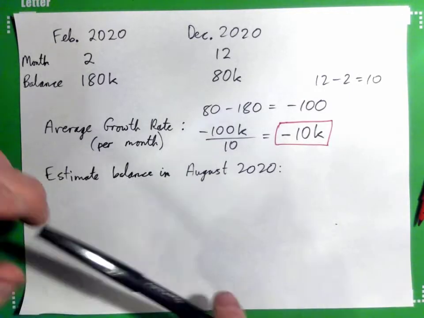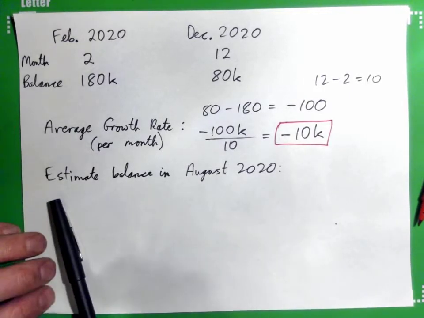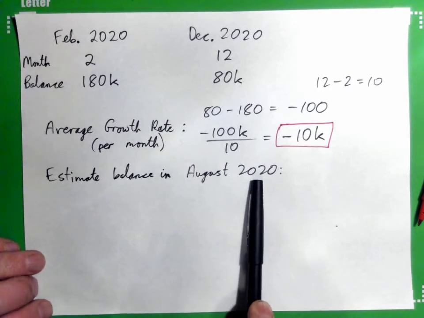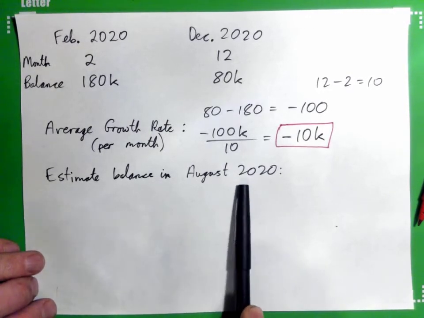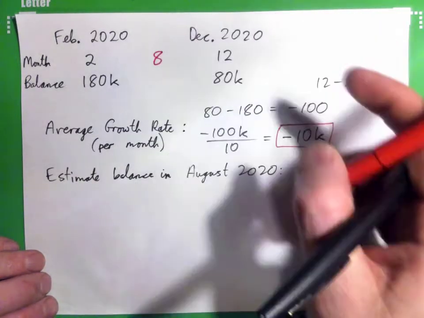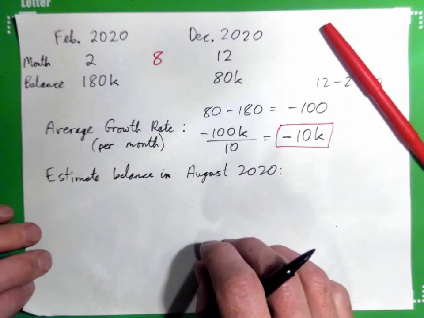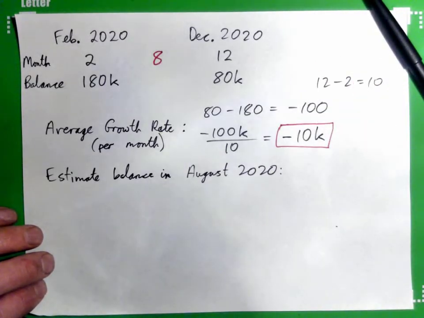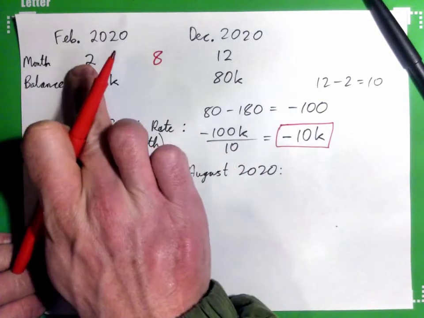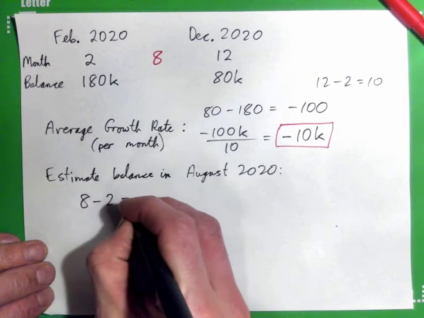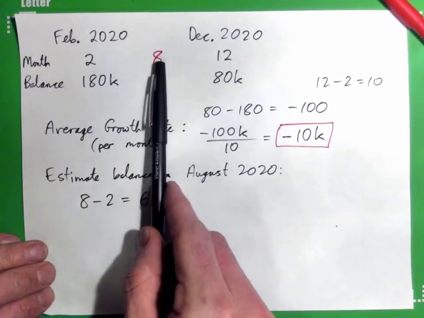So next thing I want you to do is press pause on the video and try to estimate the balance in August of 2020. Well, August is the 8th month of the year, okay? Press pause and try to do it. I'll go over it now though, in case you're stuck. So it's the 8th month of the year. It is how many months after February? Well, 8 minus 2 is 6. It's 6 months after February.